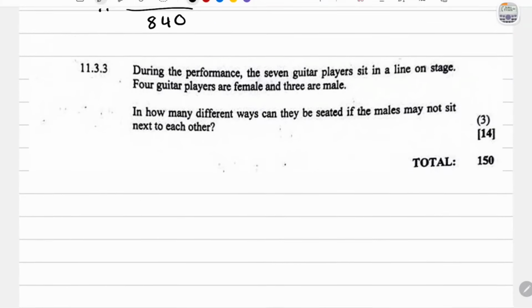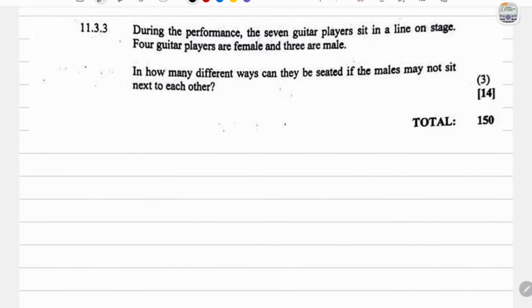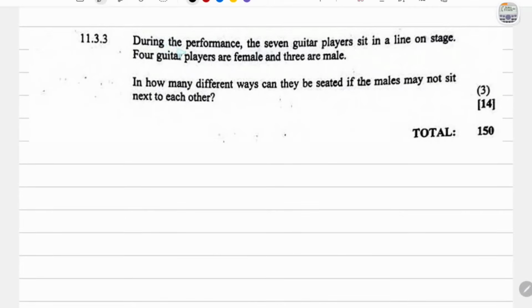Okay, so we are on the last question, 11.3.3, and it says, during the performance, the 7 guitar players sit in a line on stage. 4 guitar players are female. Okay, so let's highlight that. 4 guitar players are female and 3 are male. Then they say, in how many different ways can they be seated if the males may not sit next to each other? Okay, so the males may not sit next to each other.